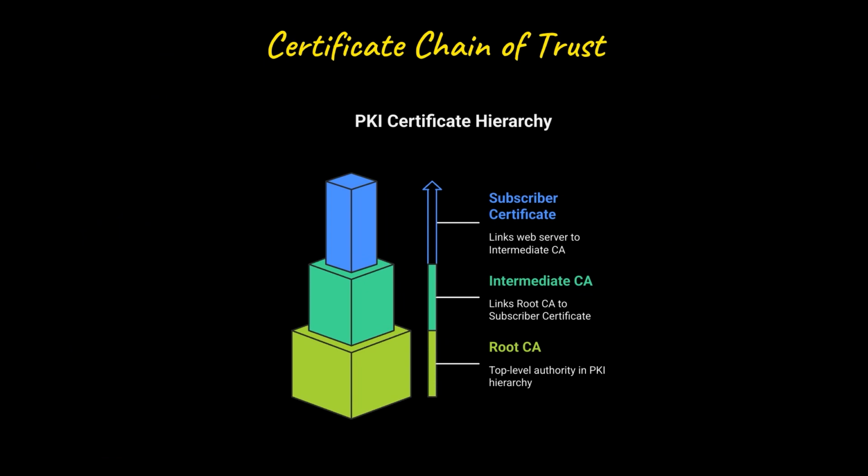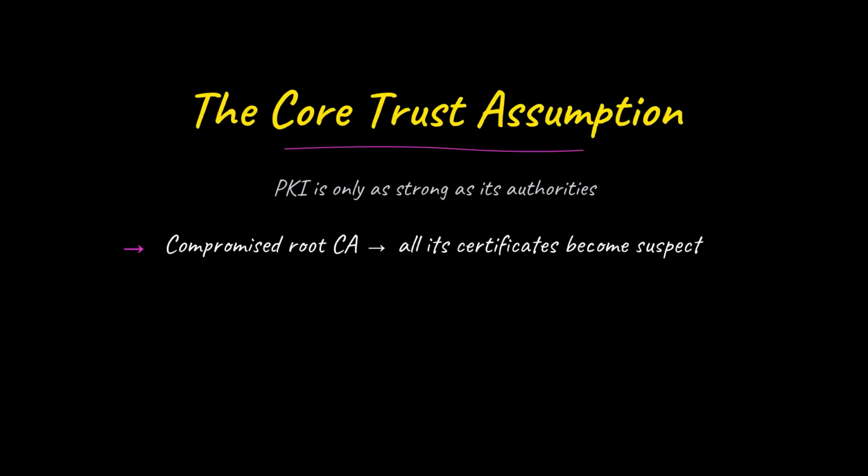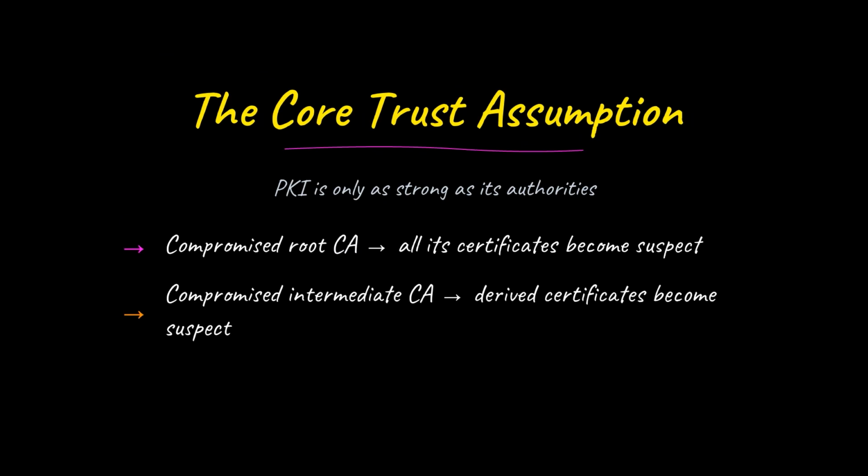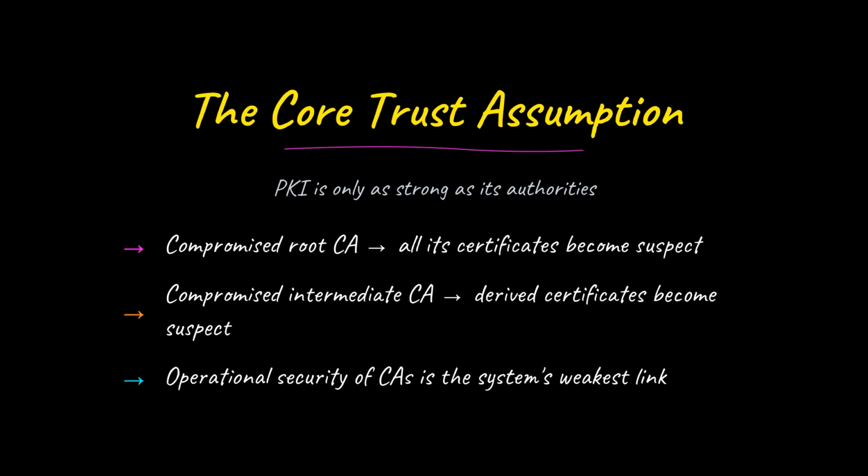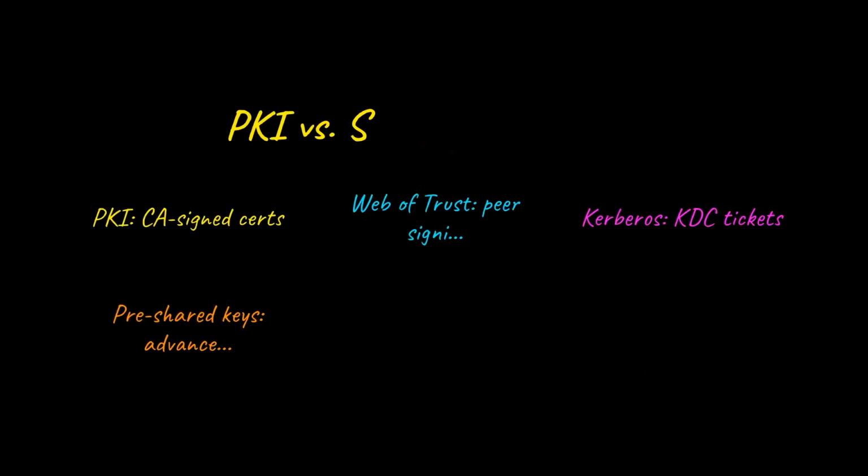Trust flows down a chain. A root CA signs an intermediate CA certificate, and the intermediate CA signs the subscriber's certificate. Browsers ship with a built-in list of trusted root authorities, so any certificate that chains up to one of those roots is automatically trusted. The critical nuance is the trust assumption. If a root authority is compromised, every certificate it ever issued must be treated as suspect. If an intermediate authority is compromised, all certificates derived from it are tainted. The entire system is therefore only as strong as the operational security of the authorities themselves.